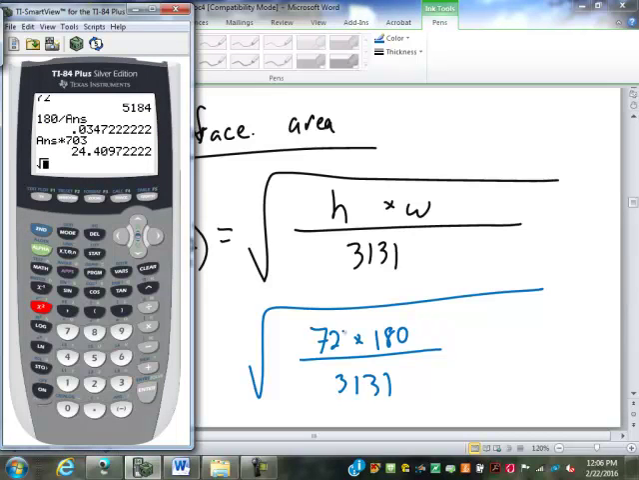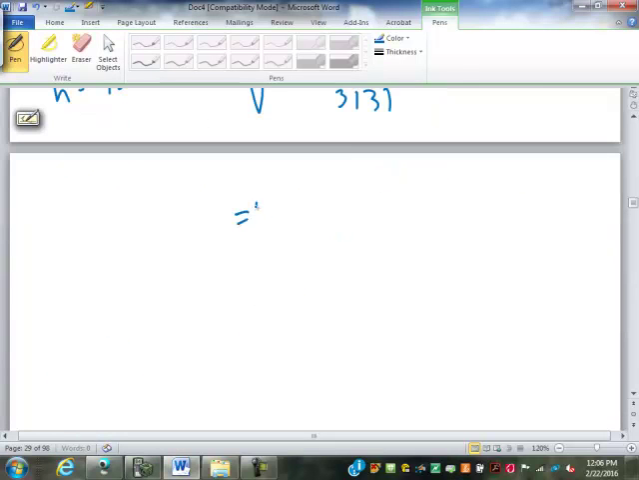Now, normally I'd have to put parentheses around everything on the top of a fraction. I don't have to here because it's multiplication, but I'm going to just because it's good practice. What gets done on the top of that fraction has to be done first, the 72 times 180. Then it'd be dividing by the 3131, and then we'll take the square root. We get 2.035 to round that off. So that person has a body surface area of just over 2 square meters of skin.